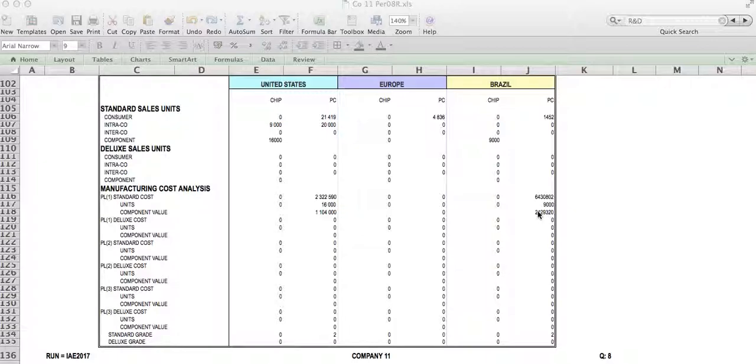They have the same situation in Brazil. They have produced fewer PCs. And of course, the cost is not the same because we are now talking reals as opposed to dollars. And then that's essentially it for this side of the MIS report.